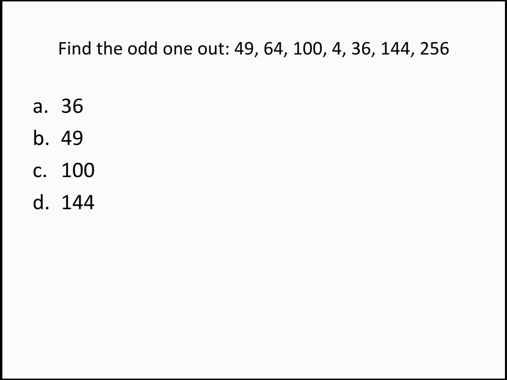Find the odd one out. 49, 64, 100, 4, 36, 144 and 256. The answer for this question is 49 because 64, 100, 4, 36, 144, 256, everything is a square of an even number. But 49 is a square of an odd number, that is 7. So the odd one is 49. So that brings us to the answer.